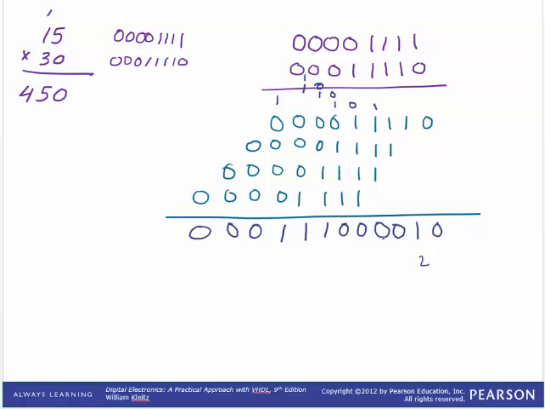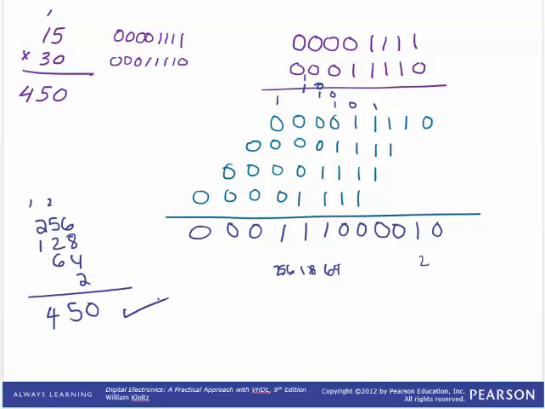That's a 2, 4, 8, 16, 32. There's a 64, 128, and a 256. So 256 plus 128 plus 64 plus 2, 14, 18, 19, 20. Oh, looking good. 7, 8, 9, and 6 is 15. And yes, it does come out to be 450. Okay, so that's multiplication.